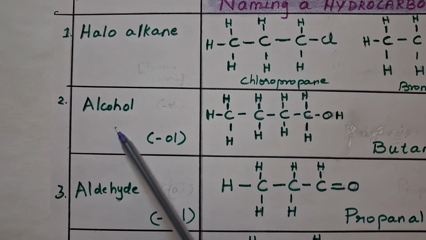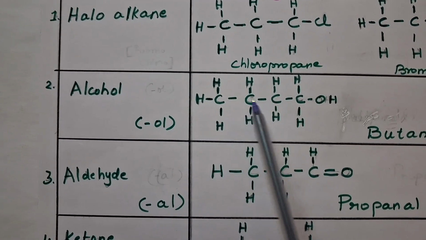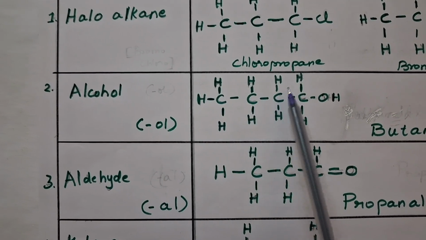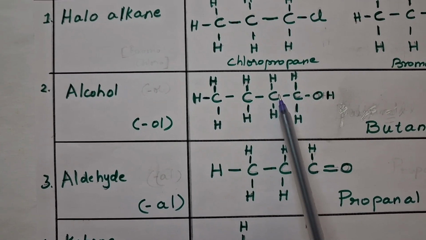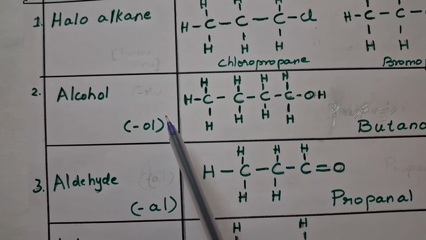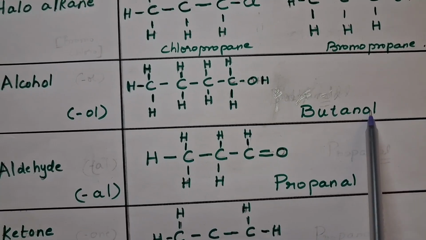Now the second one is alcohol. For alcohol, the OL comes here. So 1, 2, 3, 4. Meth, eth, prop, but. So it is butane. That is the main chain here. So butane and OH is there, so it is butanol. OL will come. So at the end you find it is butanol.